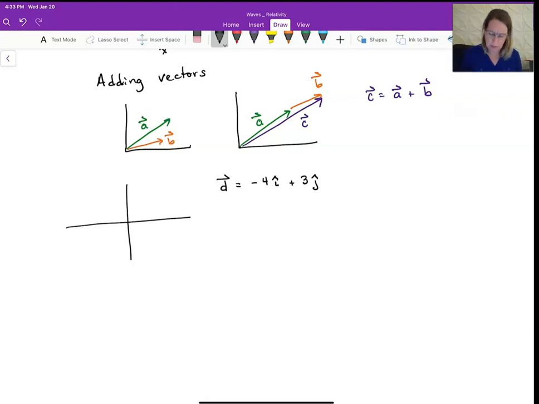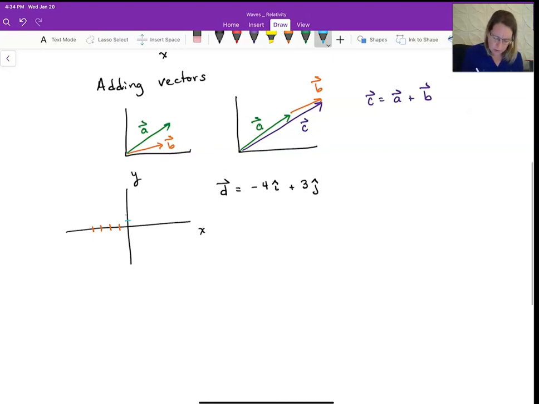So here we have some numbers. So we go 1, 2, 3, 4 in the negative x direction. Here's x and here's y. And then we're going to go 3 up. So 1, 2, 3. So right about there. So that's going to be the point I'm aiming for. So that's vector D.